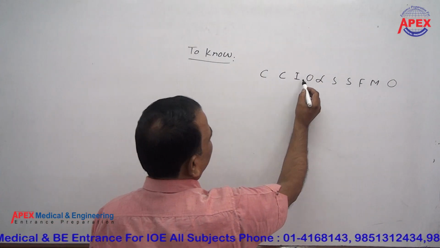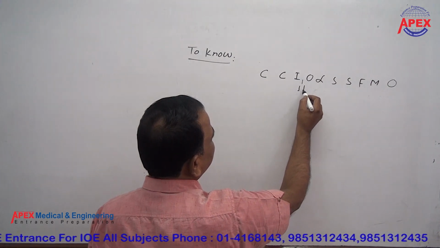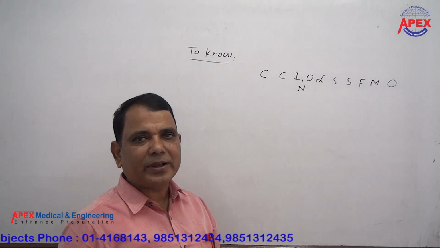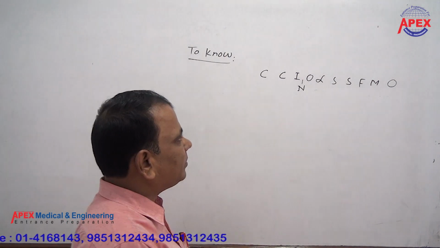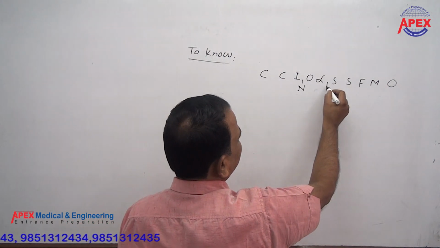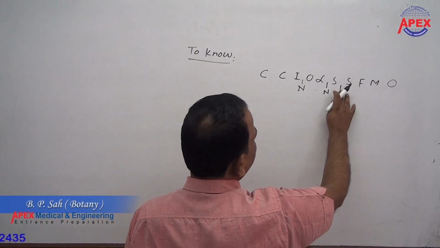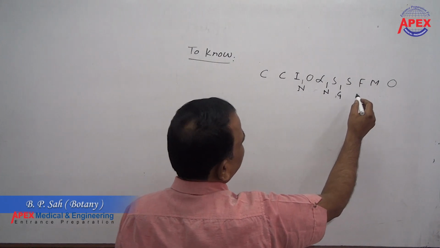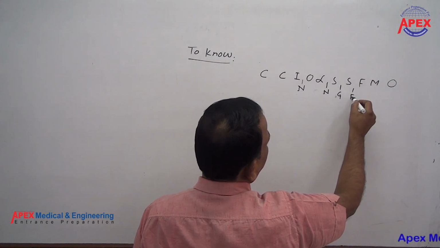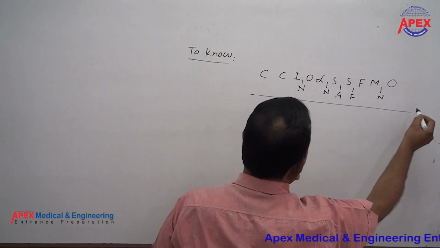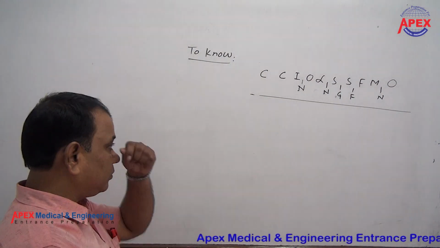But somewhere I am going to include there a n. What is the meaning of n? I am going to tell that too. And there is also n. After that there is g, and there is f and n. Up to here I am going to show. Firstly, what we have to know.